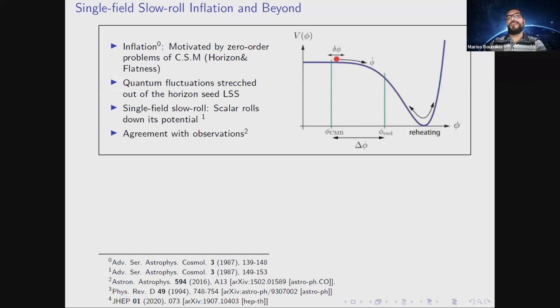So inflation was originally motivated by the so-called zero-order problems of the cosmological standard model, and offers a mechanism through which primordial quantum fluctuations are stretched out of the horizon and seed the observed large-scale structure. In the simplest models, a single scalar field slowly rolls down its potential, which is required to be flat enough so that the inflation epoch lasts for the required 60 or so e-folds. The model is very successful and is in agreement with observations. A reasonable question then becomes, why bother with multiple fields?